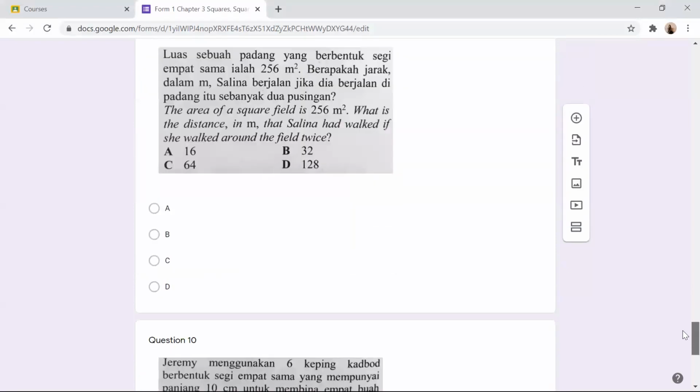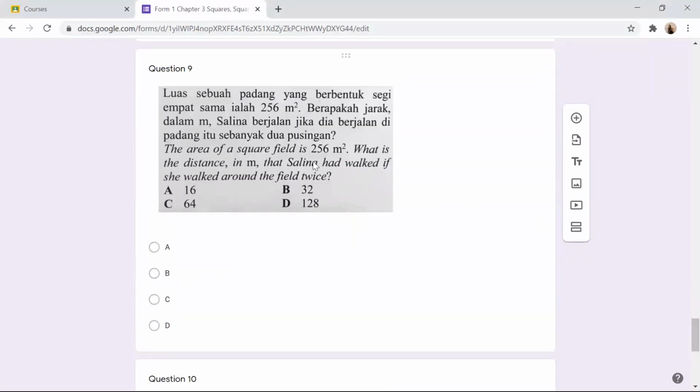For question number 9, the problem solving. Okay, the area of a square field is 256 square meter. What is the distance in meter that Selina had walked if she walked around the field twice? So let's just draw the diagram of the field. It is in a square shape, okay, and the area given is 256.